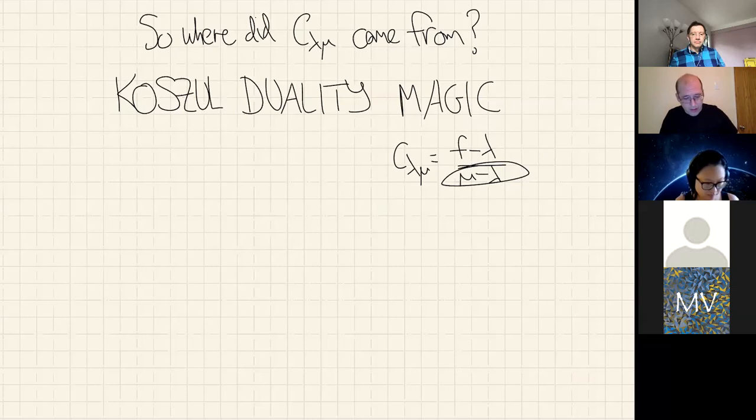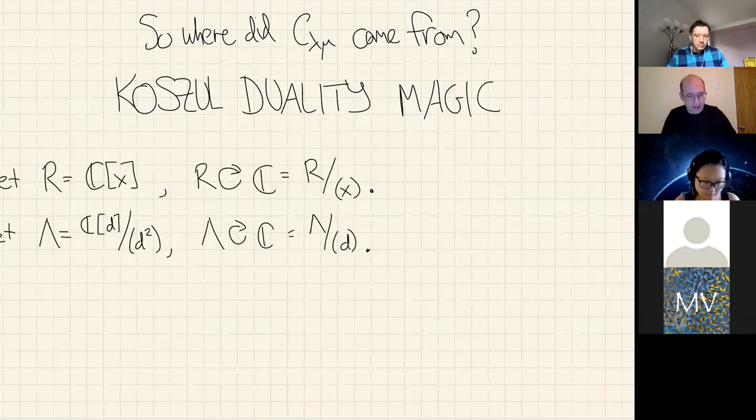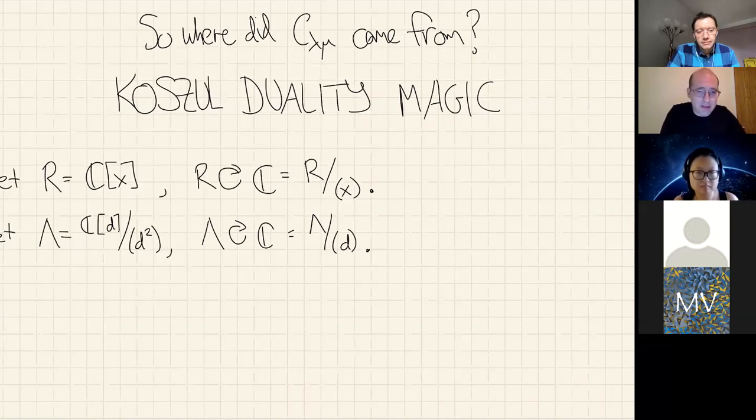So where did this construction come from? It's motivated, and it really comes from Koszul duality. Just the easiest case of Koszul duality that you learn first, polynomials and the exterior algebra. So let R be the polynomial ring in one variable, and lambda be the exterior algebra in one variable. And both of these have trivial representations, one-dimensional modules, where you kill the unique maximal graded ideal.